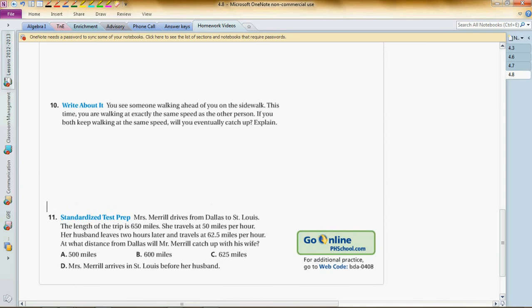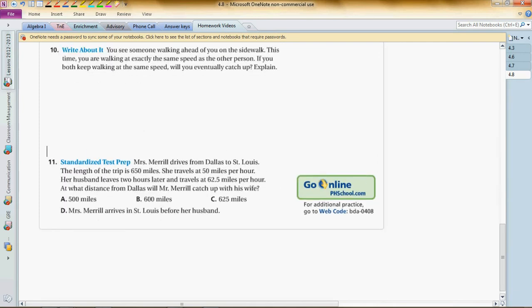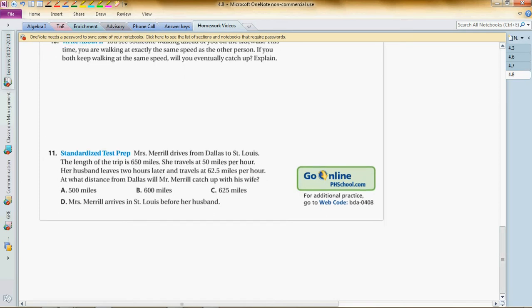The next one, you see someone walking ahead of you again, the same deal. Wait a minute, is that the same problem? No, it's not the same problem. So the same situation, but you're walking at exactly the same speed as the other person. If you both keep walking at the same speed, would you be able to catch up? Common sense. And explain why.